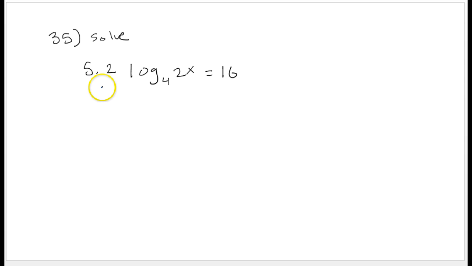So let me pick blue. We want to get the log by itself before we can do anything, because we want to solve for x. Before we can even exponentiate this equation, we have to get rid of the 5.2. So if we divide both sides by 5.2, which you do to one side, you have to do to the other side, this goes away. I'm left with log base 4 of 2x is equal to, well, we can leave it as a fraction, or we can make our lives easier by just punching this into our calculator. When we do this, we end up with an approximation of 3.08.